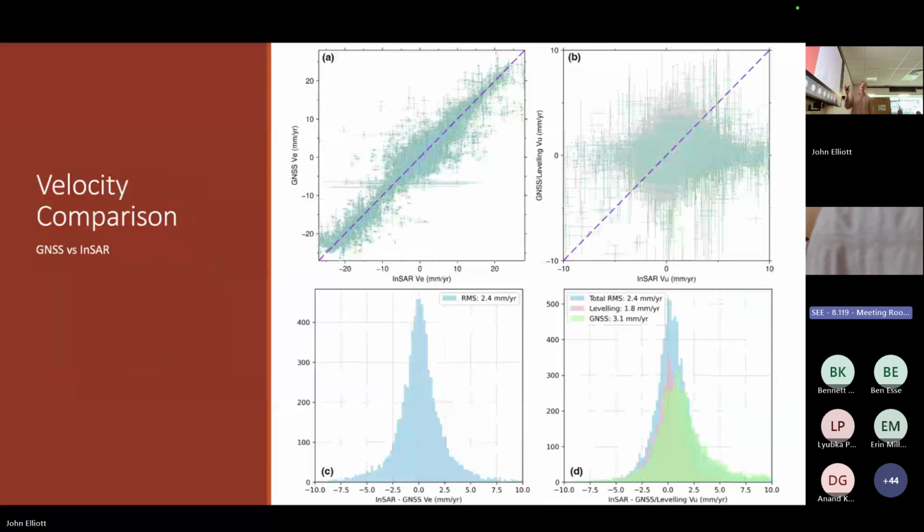So if we compare our GNSS east velocity with our InSAR, we obviously get a good match because they're not independent. We've constrained it to that. But this is the kind of misfit that we still get. It's at the 2.5 millimeters per year. Leveling is a bit better, but the GNSS is a bit worse. So that's the kind of noise. And then in the vertical, it's still really quite large. These are not things we can use in the vertical.